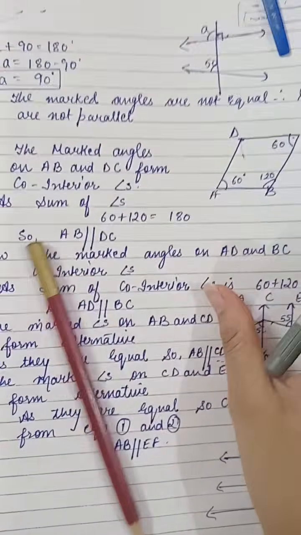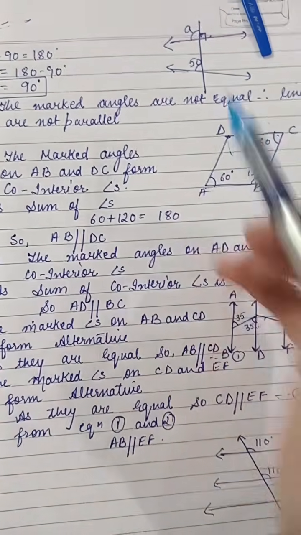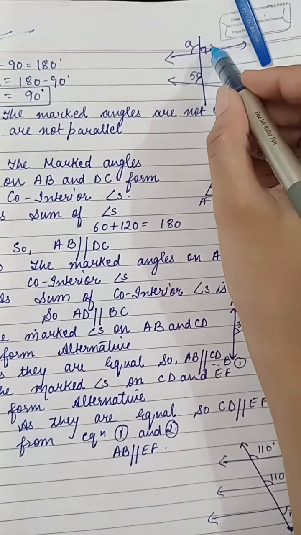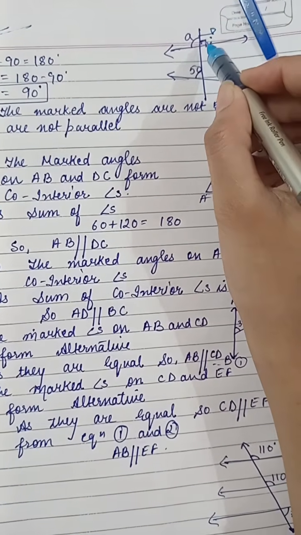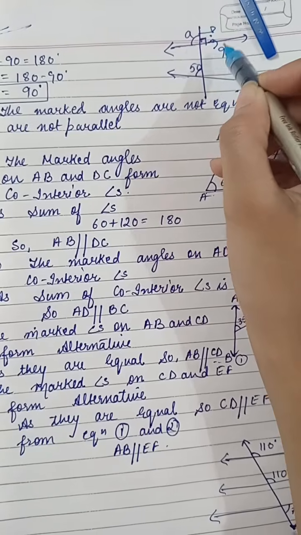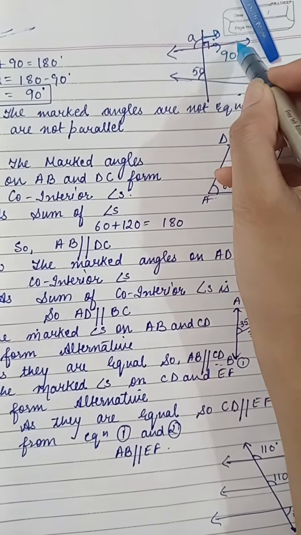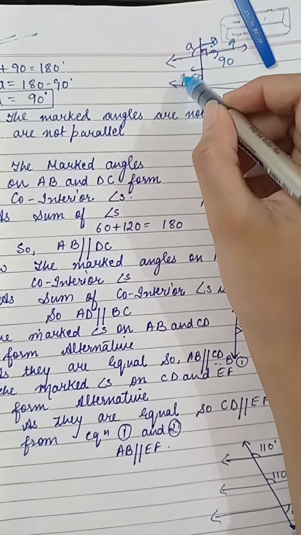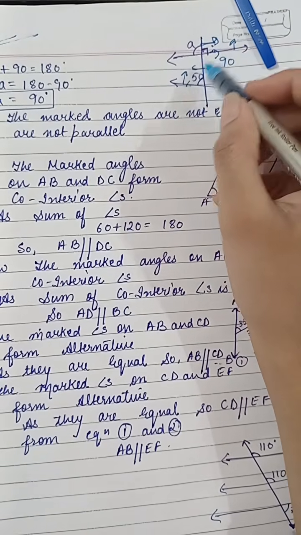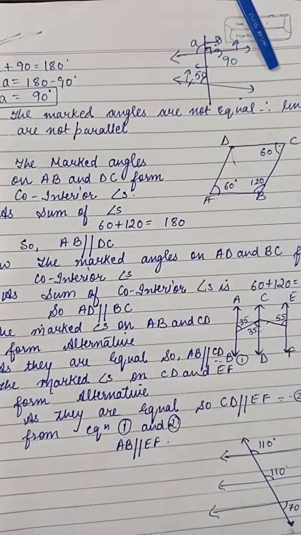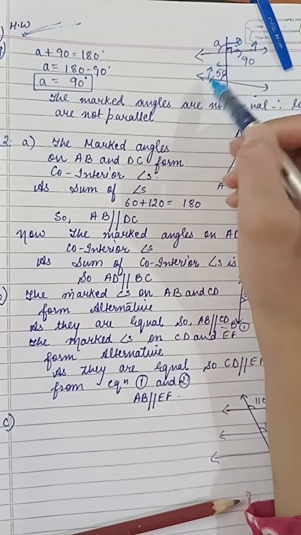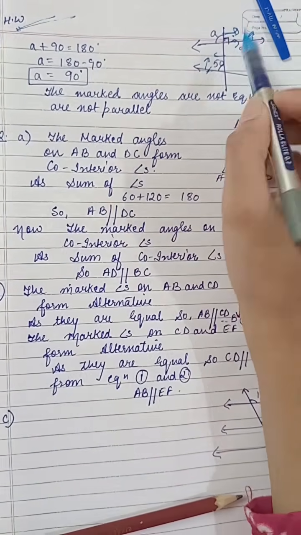Again the two lines are given. On the right side of the transversal, above this parallel line, this is 90 degrees. This one is on the left side and above. So they are not on the same side, they are not alternate, they are not co-interior. If they are not on the same side, we are not able to check whether they are alternate, co-interior or corresponding.